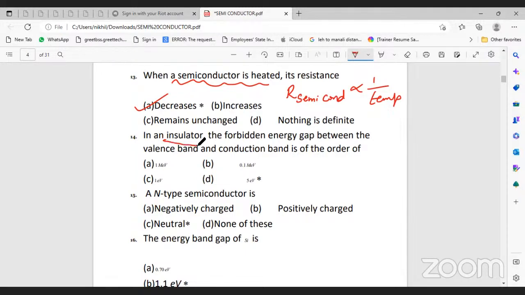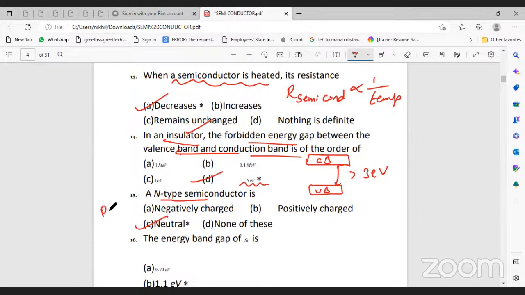So in the case of the insulator, the forbidden energy gap is how much? You know that the forbidden energy gap is the gap between the valence band and the conduction band. If I say this is the valence band and this is the conduction band, the gap between these two will be more than 3 electron volt in the case of an insulator. So more than 3 electron volt means 5 electron volt. N-type semiconductor is electrically neutral. Not only N-type, even P-type semiconductor is also electrically neutral.